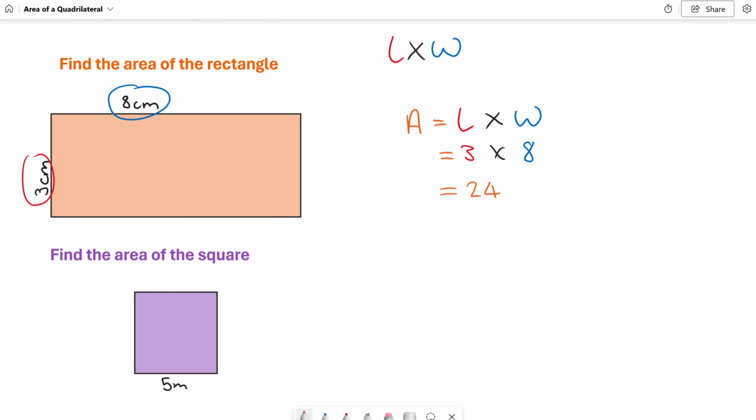Okay, so now we've found the area, we need to have the correct units. You've technically timesed centimeters by centimeters as well, so it's going to be centimeters squared. So the area for the orange rectangle is 24 centimeters squared.